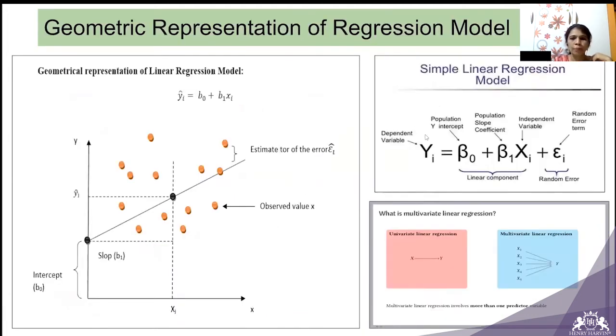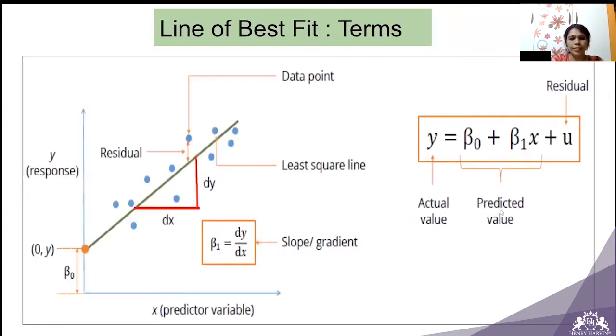The same point is being explained here. The additional point here is about univariate linear regression and multivariate linear regression. Univariate linear regression means there is only one independent variable. If there are multiple independent variables, then it is multivariate linear regression. Now look at this. We know how m, the slope, is calculated: dy by dx. So m is equal to dy by dx.